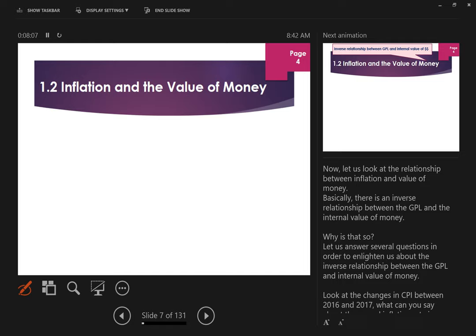I want to look at the next section on inflation and the value of money. What kind of relation is there between inflation and the value of money? Is it a direct relationship or an inverse relationship? When we have inflation, it means your general price level is increasing. So with the same amount of money at this point in time, you are able to buy less of what you could have bought previously.